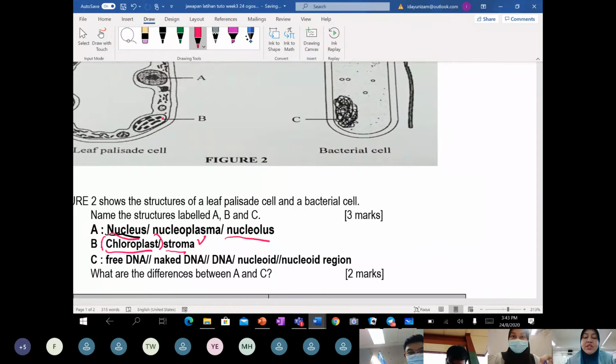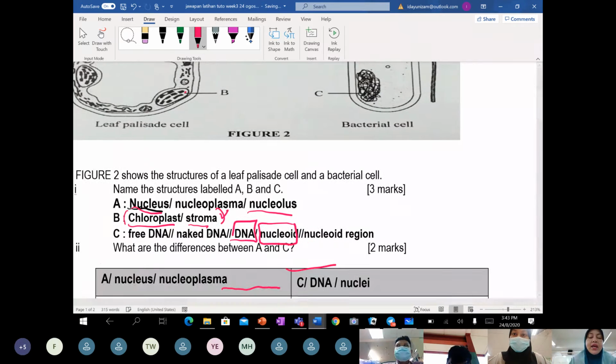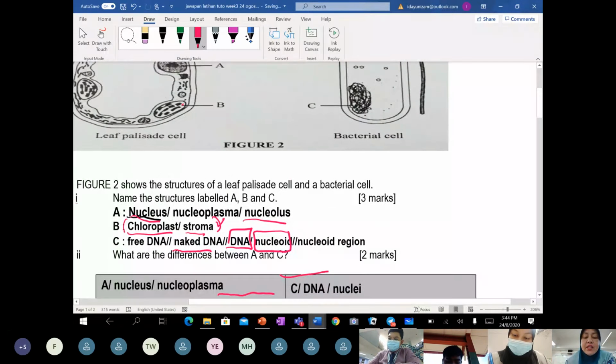For prokaryote, like teacher mentioned just now, you can just write down DNA, or DNA in a nucleoid, or nucleoid region also can be accepted. Or as you all learned just now, prokaryote does not have any nuclear envelope, or the DNA is not bounded by a nuclear envelope. So you also can write it as a naked DNA. That's the alternative answer given. Okay, class? Next, we refer to the next question.